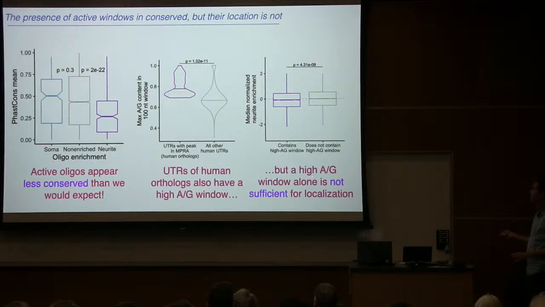However, just having an AG-rich window alone is not sufficient to drive RNA localization. If we bin genes into those that have an AG-rich window in the UTR and those that don't, there's no difference in their neurite enrichment. So there's something beyond simple AG richness that's driving this, but we don't understand that yet. And that's one thing that we're working on now.